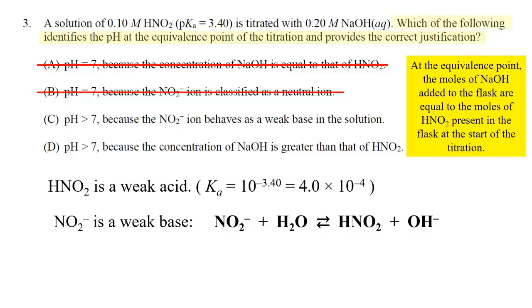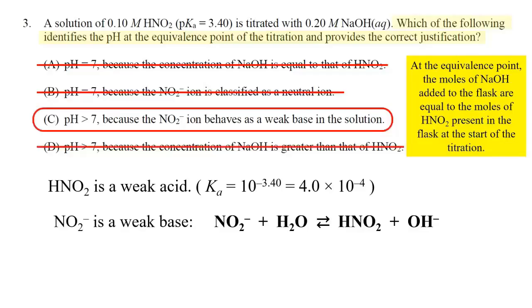So the justification in choice D is that it says because the concentration of sodium hydroxide is greater than that of nitrous acid. But no, at the equivalence point, those two would have the same number of moles. So the correct answer is choice C. Again, the behavior of the conjugate base of nitrous acid, or the NO2 minus ion, acting like a weak base, that explains why the pH is greater than 7 when you have a weak acid titrated with a strong base. So again, the correct answer to question 3 is choice C.